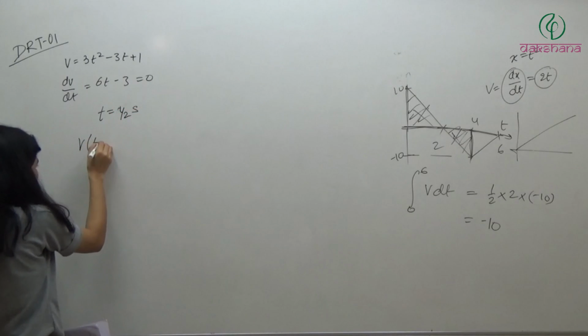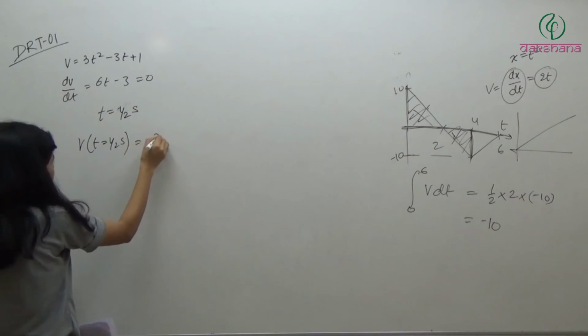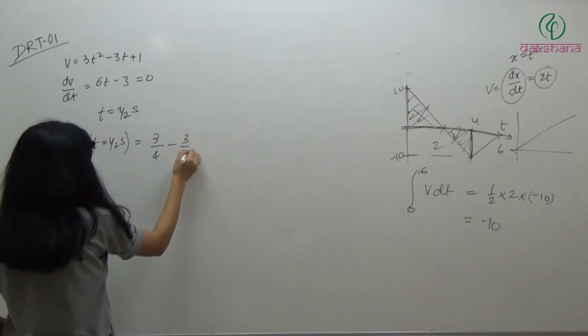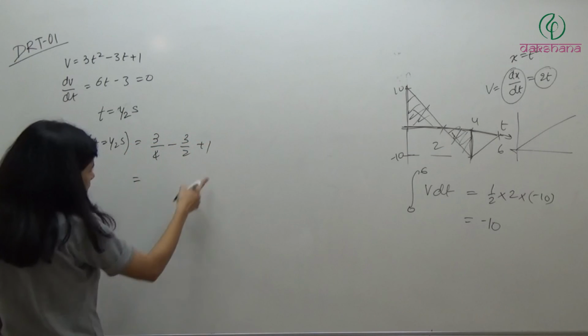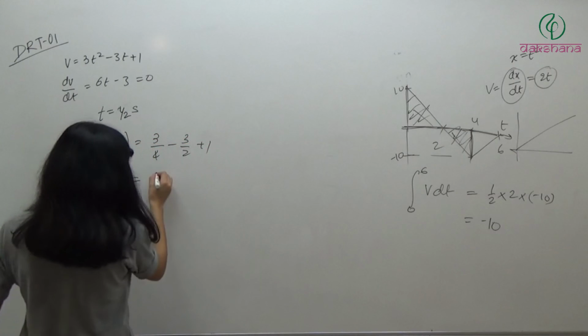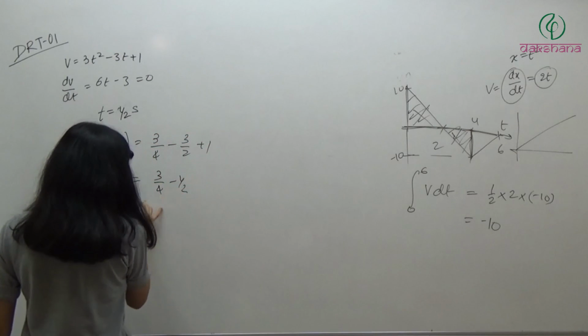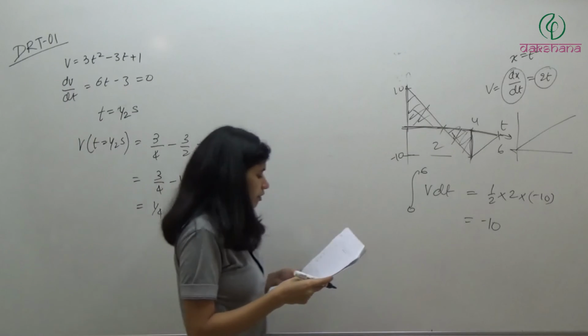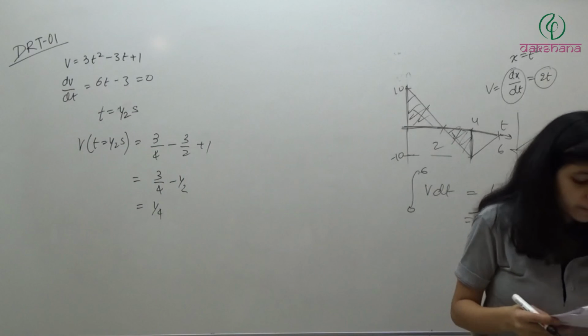So v at t is equal to half second will be how much? 3 by 4 minus 3 by 2 plus 1. So 3 by 4 minus 3 by 2 plus 1 will be 3 by 4 minus half, which will be equal to 1 by 4. 1 by 4 will be the answer. Fourth option is correct.